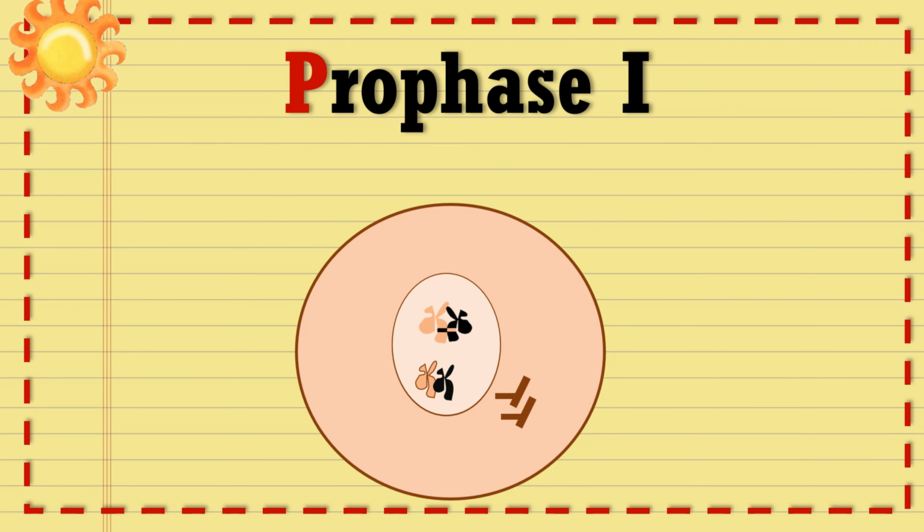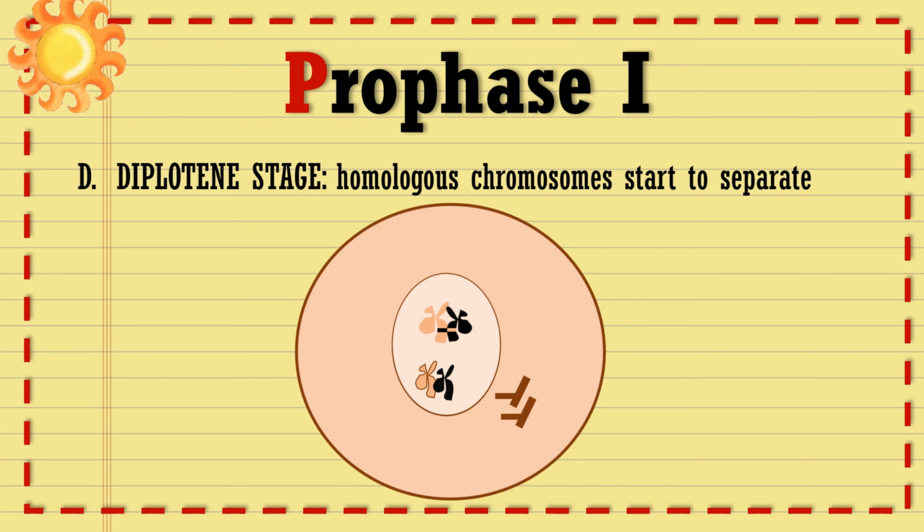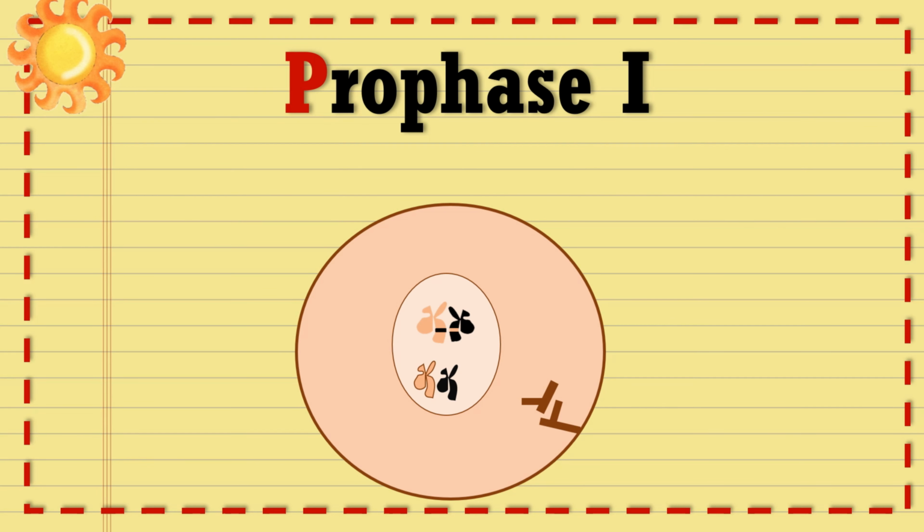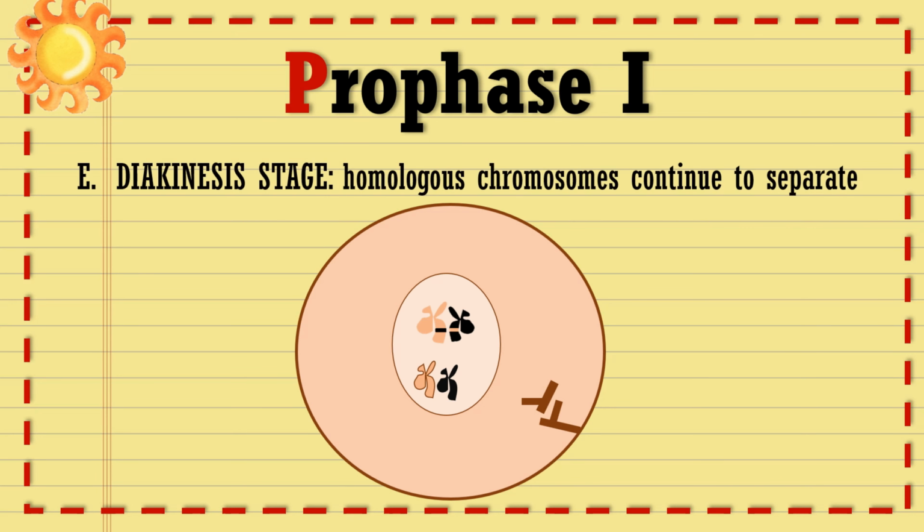In the diplotene stage, the homologous chromosomes start to separate in the process called terminalization. However, strands of DNA are still connected at the site of exchange, forming an X-shaped structure called chiasma. The fifth stage is the diakinesis stage, where homologous chromosomes continue to separate, and the chiasma undergo terminalization.